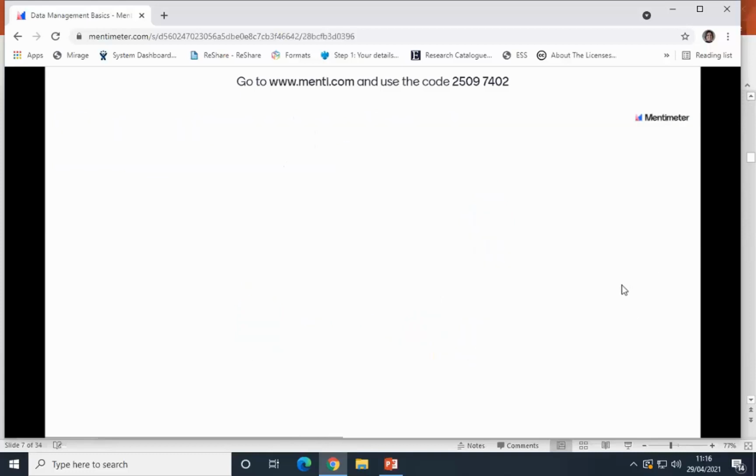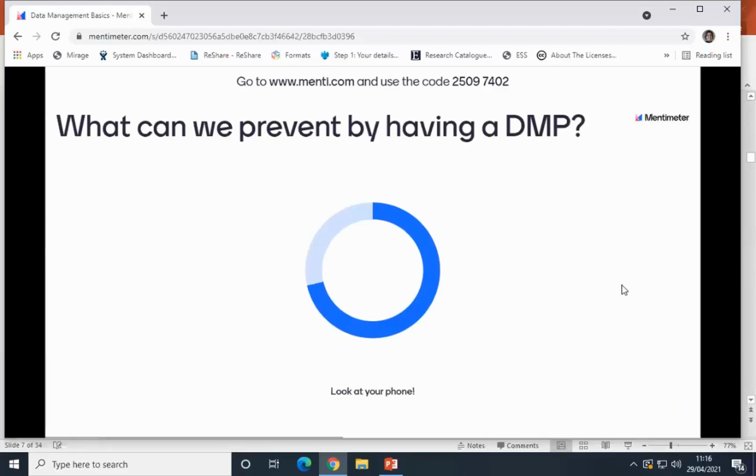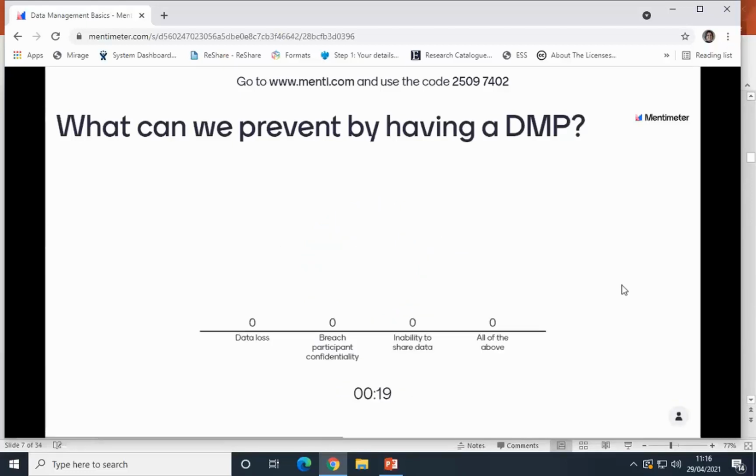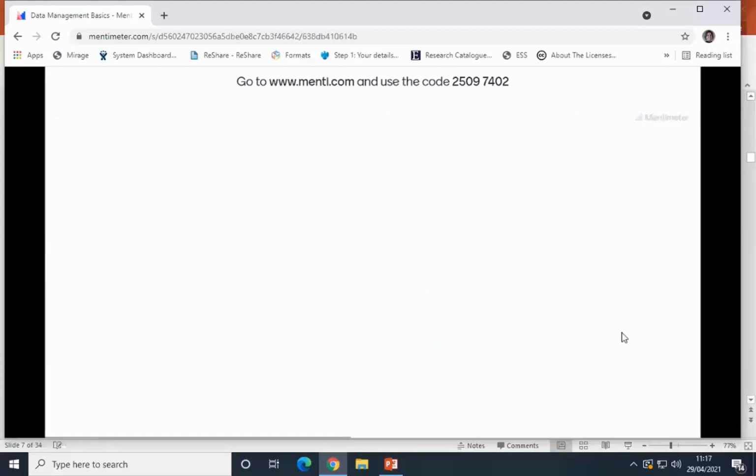Let's move on to the next question. What can we prevent by having a data management plan? Data loss, breach of participant confidentiality, inability to share data, all of the above. Right, that is very well. It's all of the above. We can prevent several things from happening if we have a data management plan, and if we think about these aspects early on in the project. Okay. Next question.